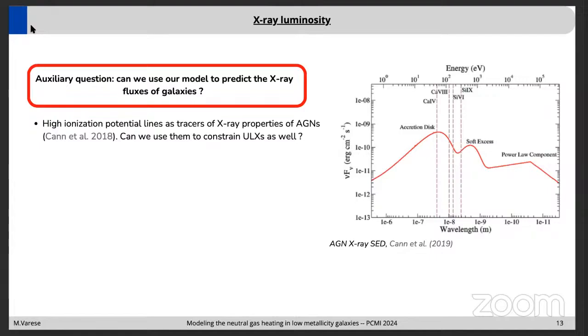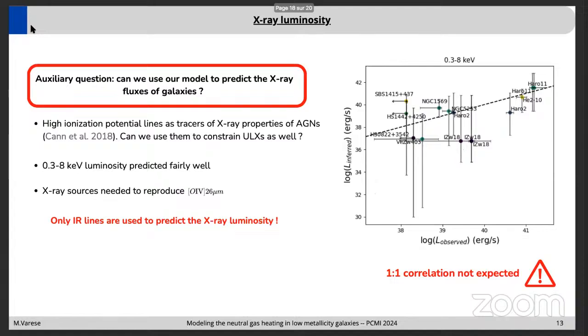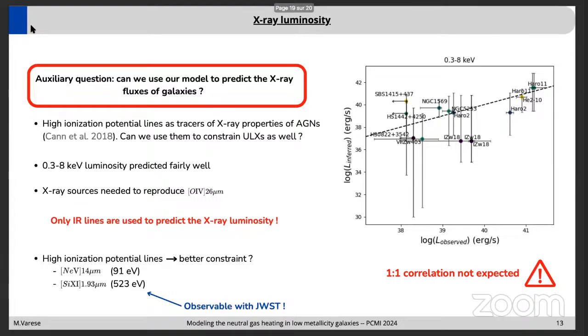We wanted to try that because we have high ionization potential lines. We actually have only one, which is O4 at 26 micron. And when we do it, you have here the observation that I mentioned in the beginning in X-rays, and the luminosity that we predict here. It works surprisingly well, with a lot of uncertainties, but we can reproduce the X-ray luminosity. There are still a lot of uncertainties because the O4 line is not a very high ionization potential. To have better results, we probably would need higher ionization potential lines, so neon 5 or highly ionized silicon, which should be observable with JWST.